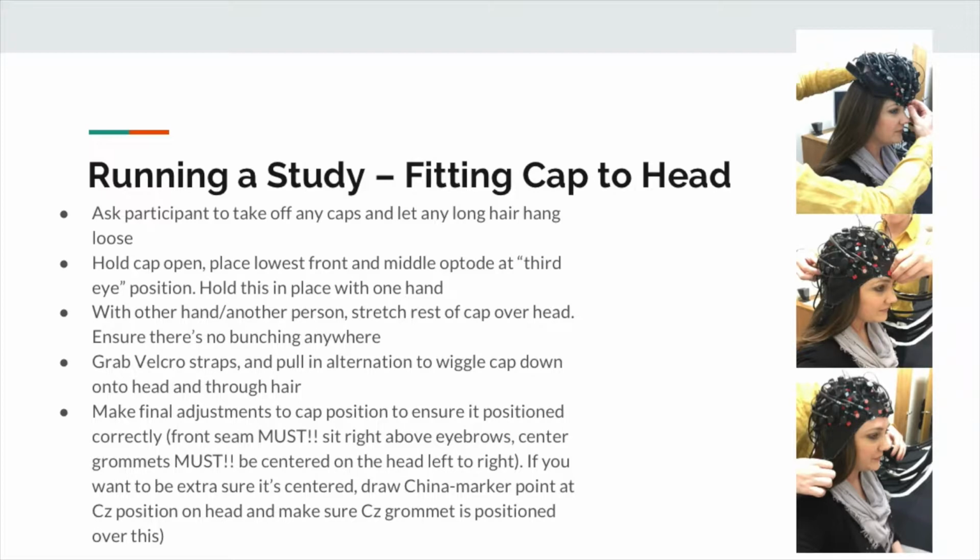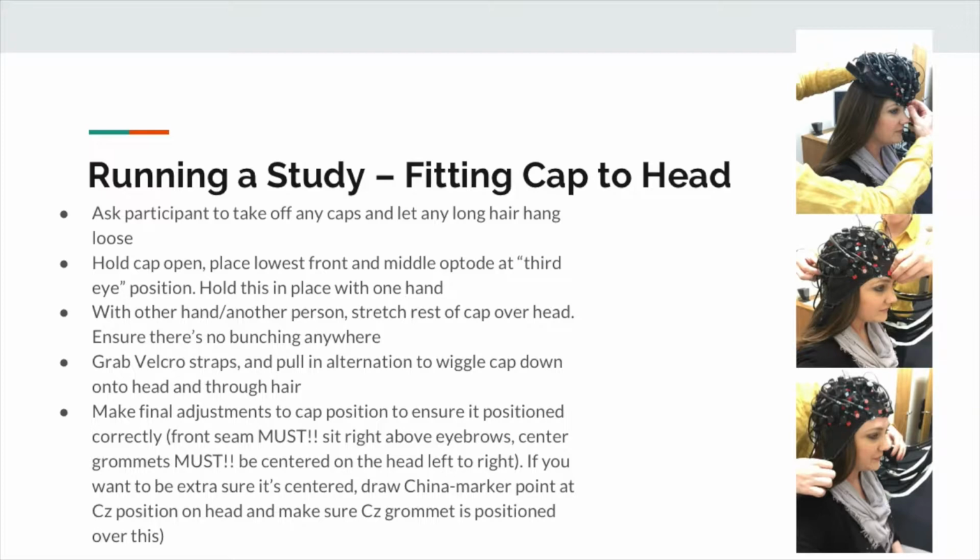Then when you're putting the cap on their head, kind of hold it open. Usually, in any study we run at least, there's an optode positioned in the front of the cap right along the front seam. If you're not using a configuration that has that prefrontal setup, you can still find the hole in the cap where that position would be. Center that over the third eye position on someone's head, kind of right between their eyebrows. And then while you hold that there, you can stretch the rest of the cap over their head.